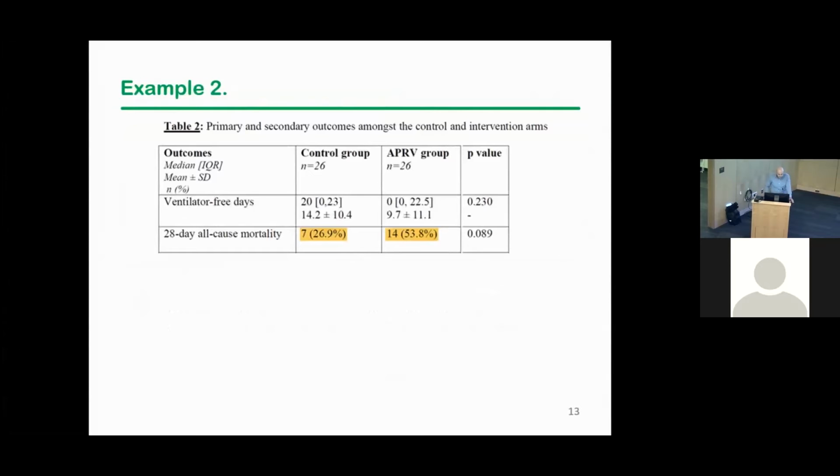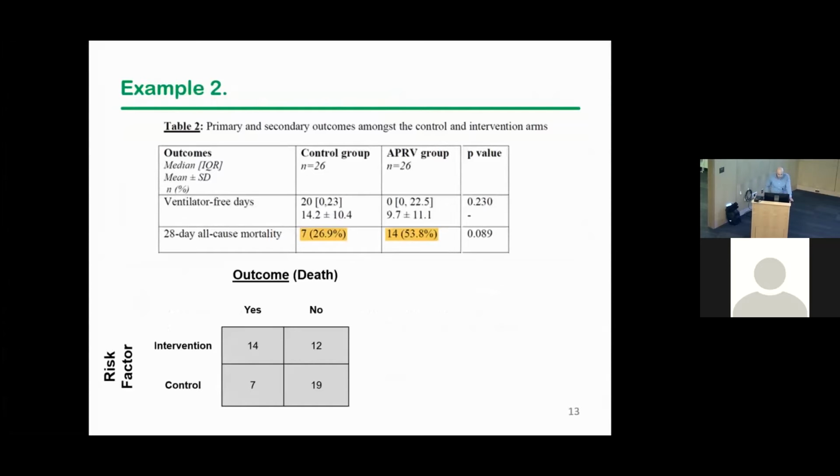Going back to our example here, kind of resetting this up again, we're looking at mortality. We have APRV and control. The risk ratio is equal to 2. So we do 14 over the denominator, which is 26, and then 7 over the denominator, which is 26, and we get 2. What does that mean? What's this risk ratio mean? Have any idea?